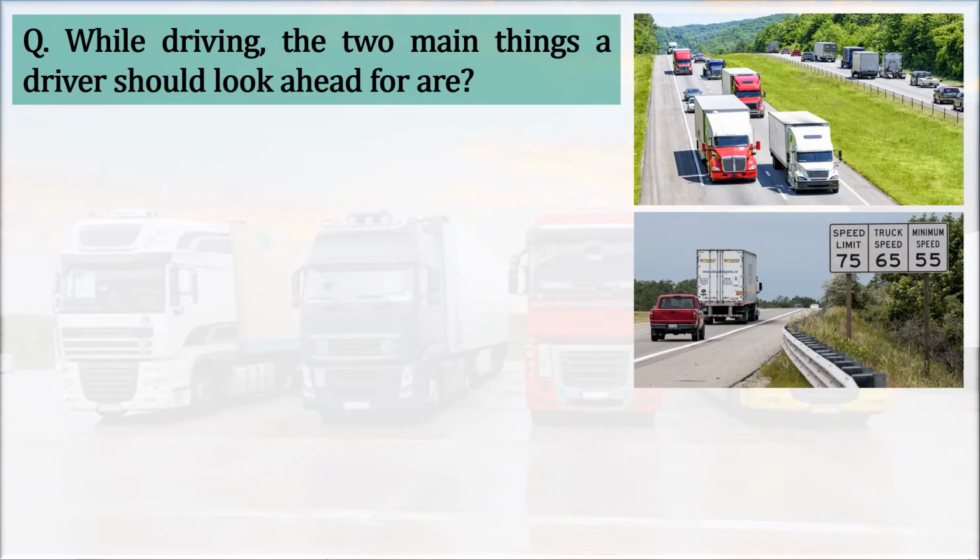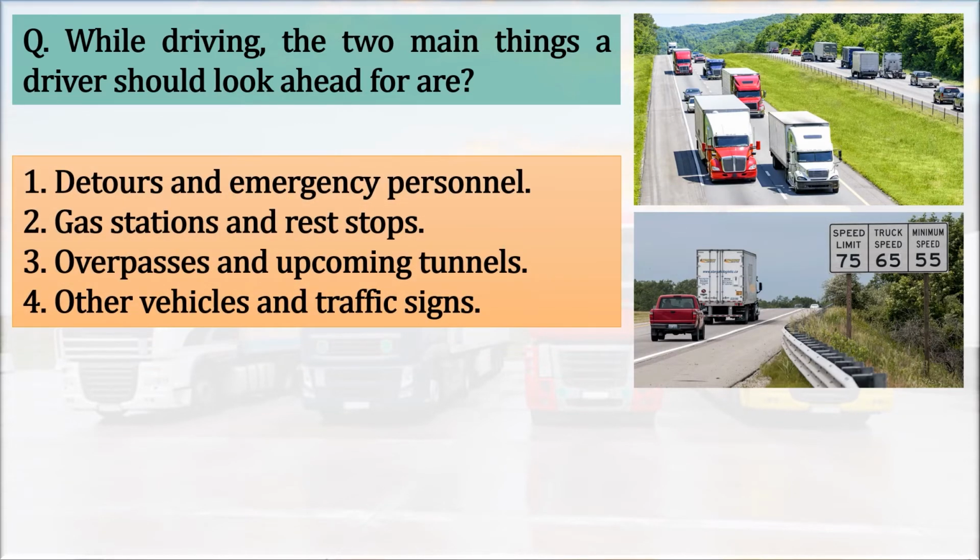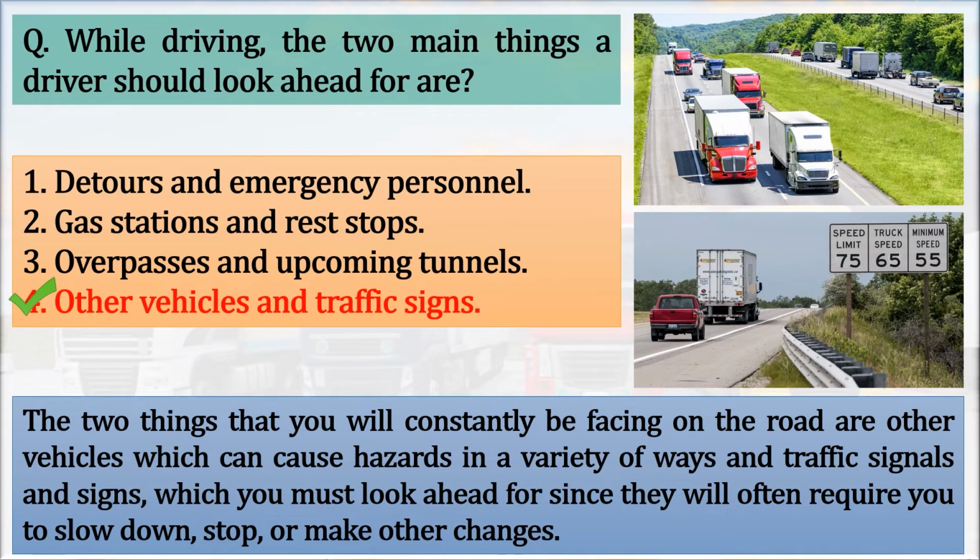Question: while driving, the 2 main things a driver should look ahead for are? Option number 1, detours and emergency personnel. Option number 2, gas stations and rest stops. Option number 3, overpasses and upcoming tunnels. Option number 4, other vehicles and traffic signs. The answer is option number 4, other vehicles and traffic signs.